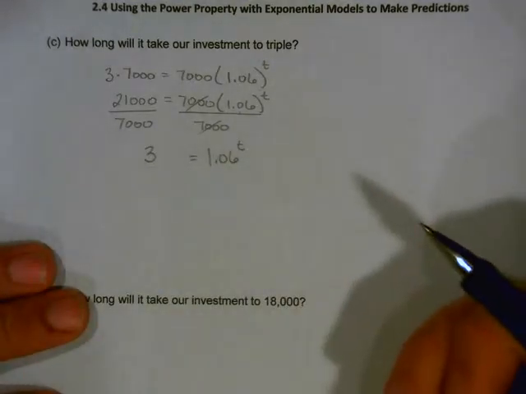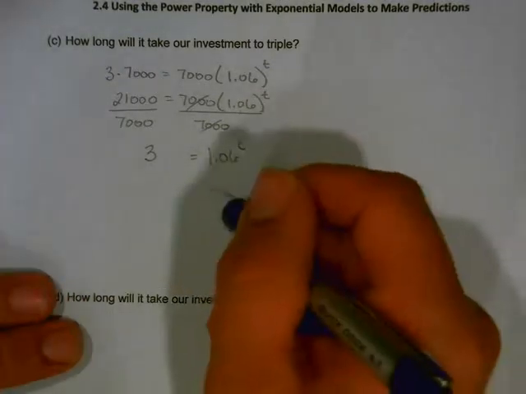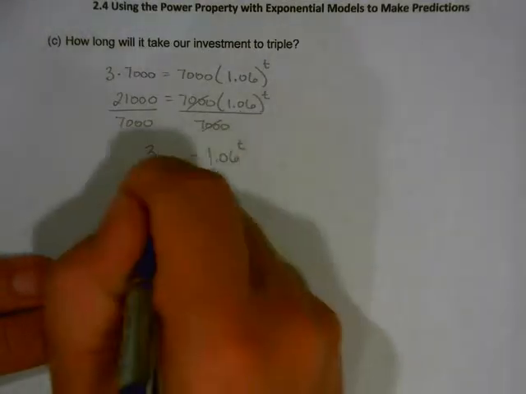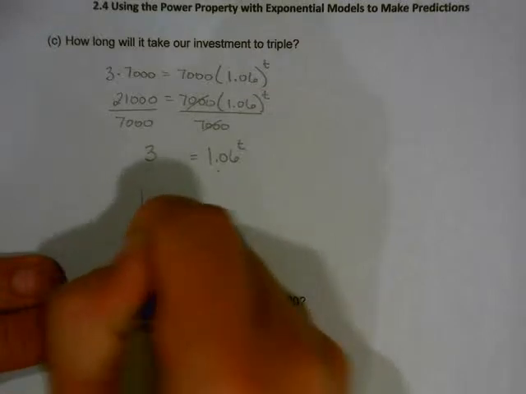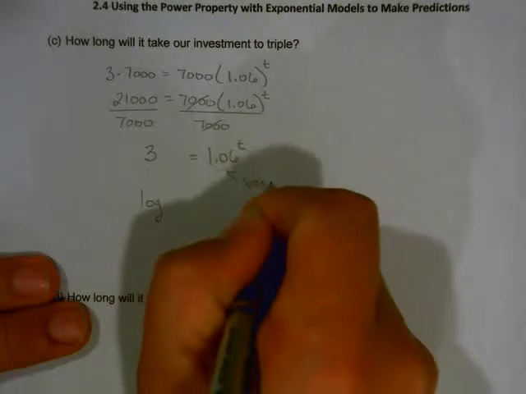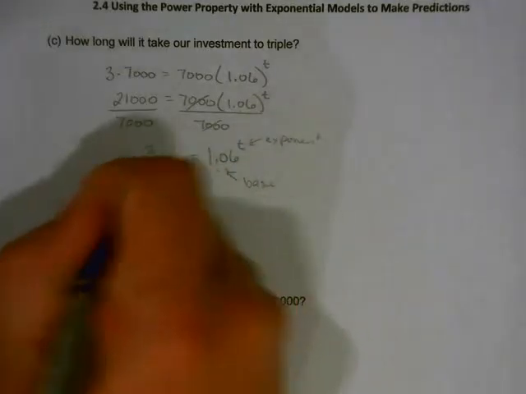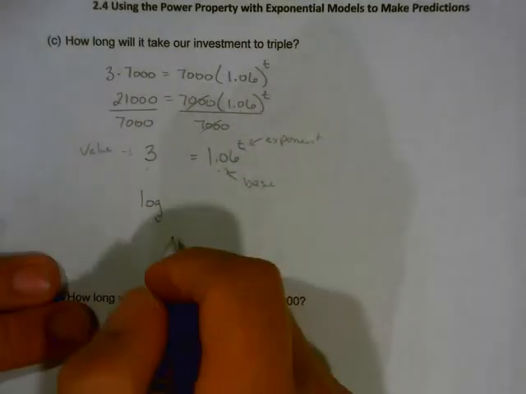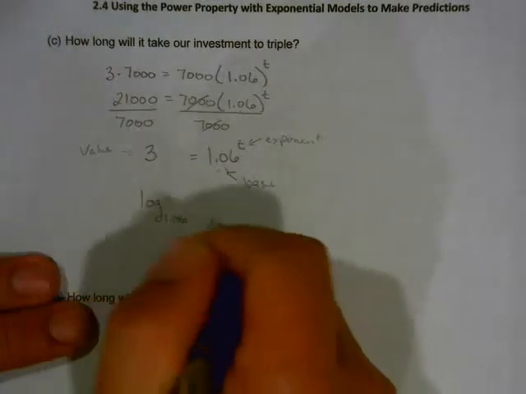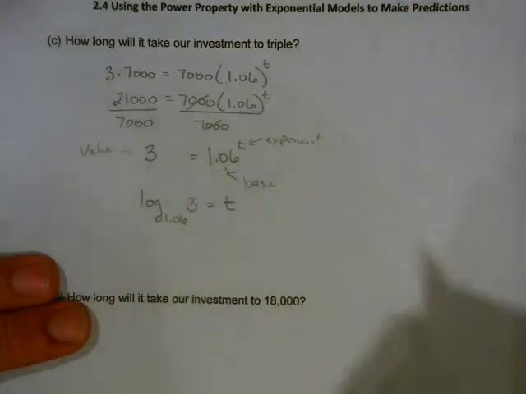Now we could take the log of both sides. I'm not sure which method you like better. So this time I'm going to convert it. Instead of doing a log of both sides, I'm going to rewrite this as a log. Now this is my base, so remember, base, exponent, and this is my value. So when I rewrite this, it's going to be log of my base 1.06 of my value 3 is going to equal my exponent t.